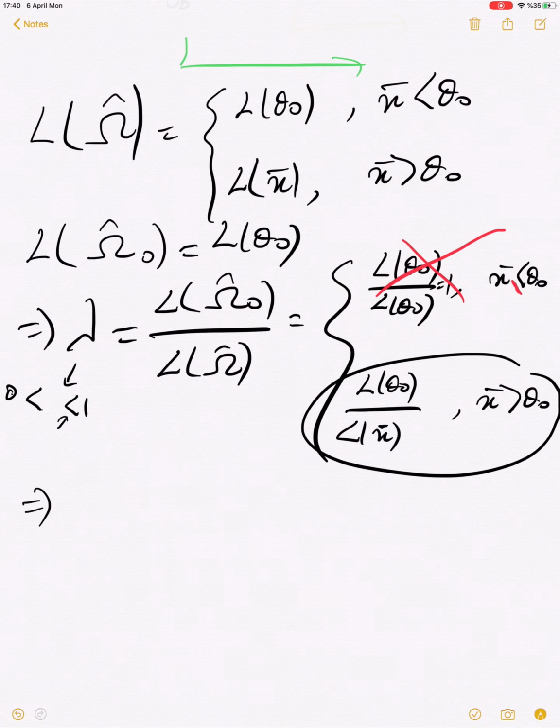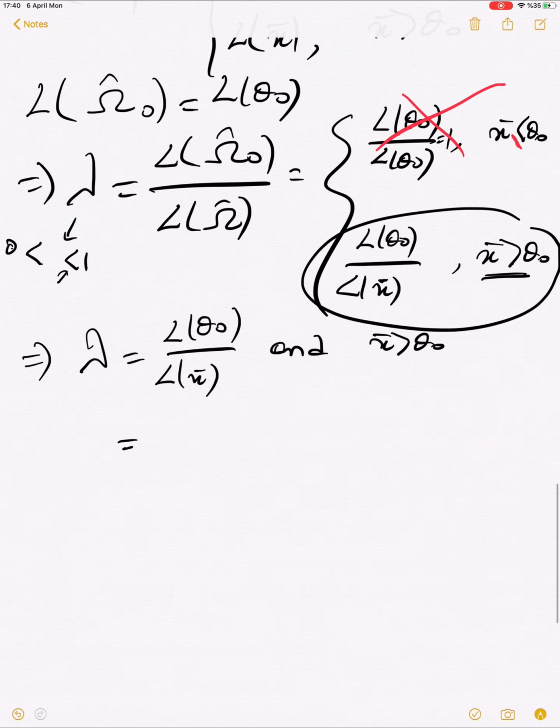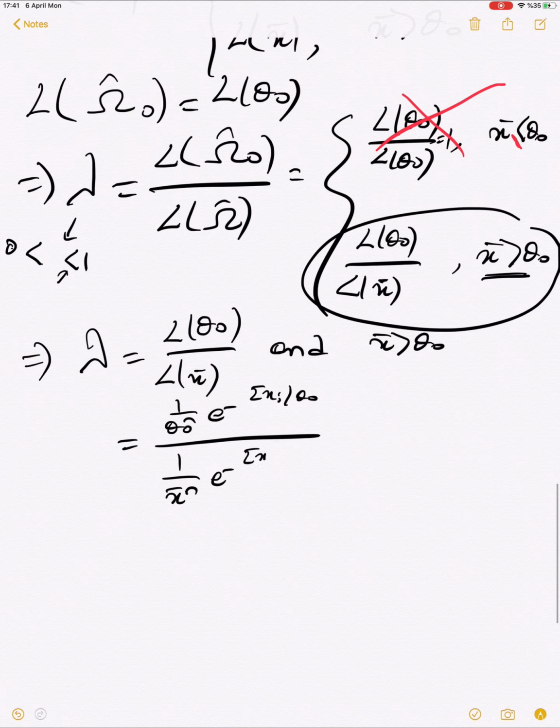Okay, so my ratio will be this one then. This is my constraint, so I have to keep this constraint with me till the end of the solution. So my likelihood ratio will be L theta 0 over L x bar, and x bar is greater than theta 0. So what is the ratio? Then 1 over theta 0 to the n e to the minus summation xi over theta 0, over 1 over x bar to the n e to the minus summation xi over x bar.